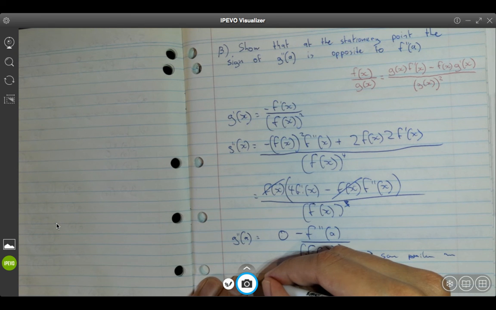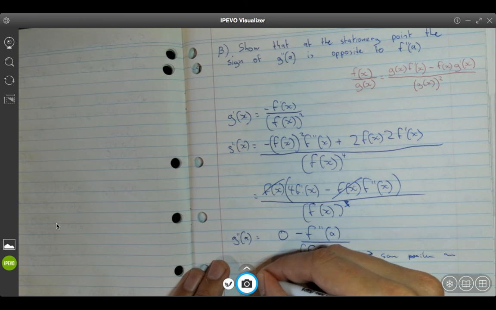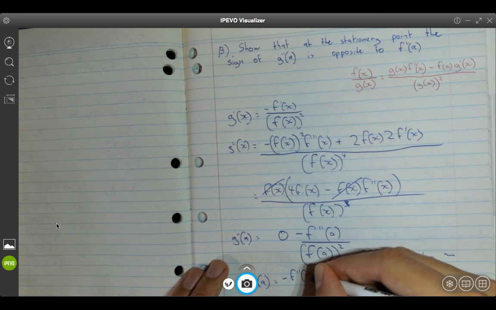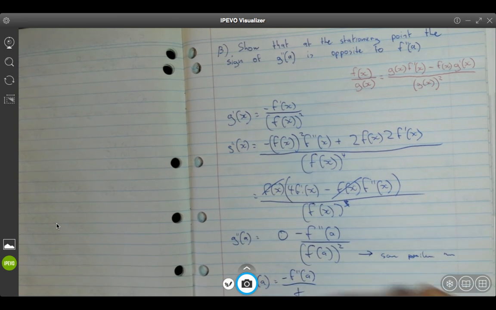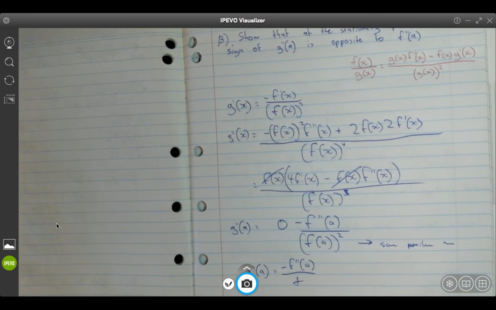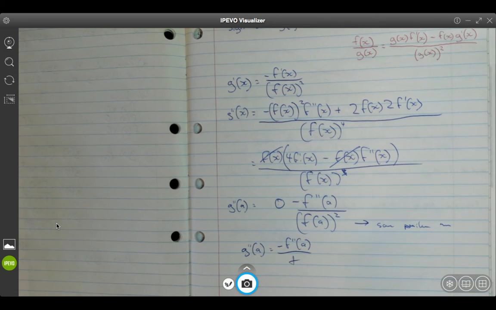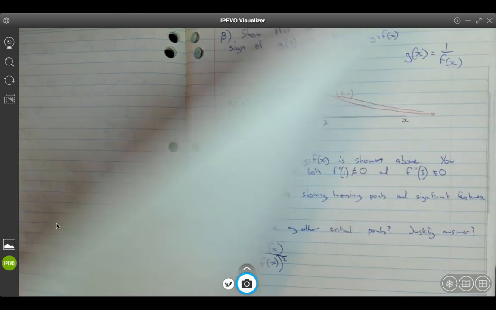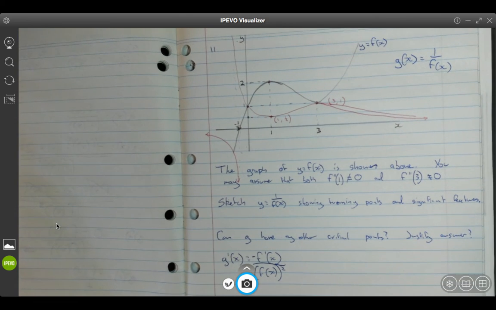So this is some positive number. So g double prime of a equals some negative f double prime of a over something. So what that tells us is that whenever the concavity of g is positive, the concavity of f will be negative, and vice versa. So, the last part of the question.